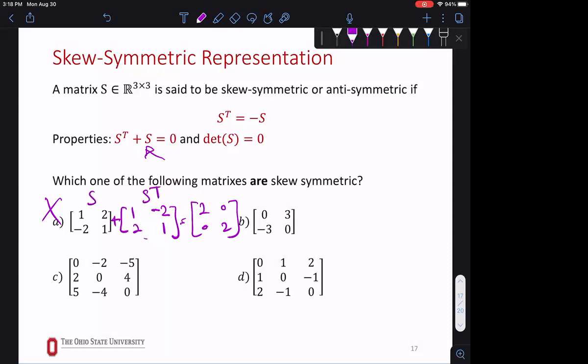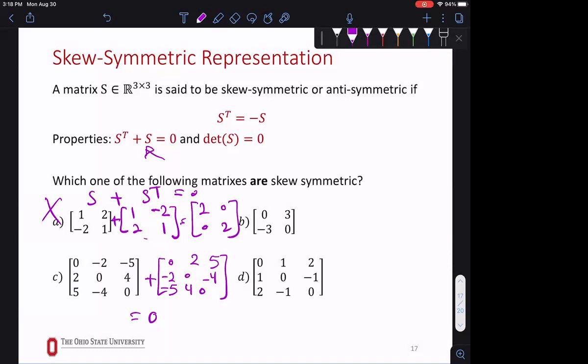This is S. We know from the properties these two have to be 0, correct? Now let's see this one. S transpose is going to be, well, this is all 0. So -2, -5, 2, 5, 4, -4. If you add these two, this is going to be 0. Right? So from the look of it, let's do one more.